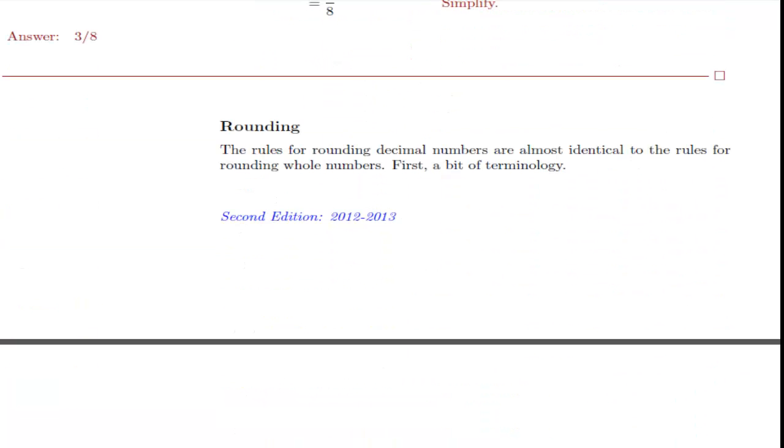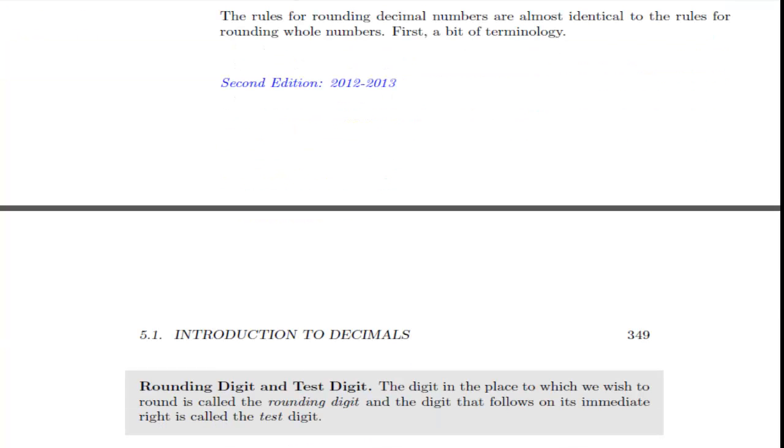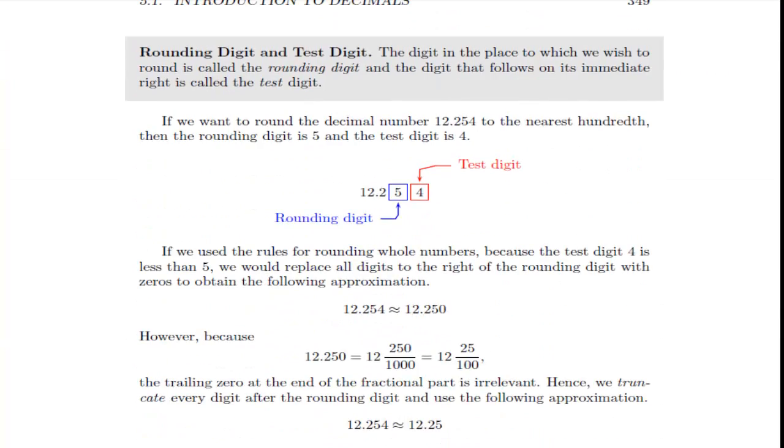Rounding. The rules for rounding decimal numbers are almost identical to the rules for rounding whole numbers. First, a bit of terminology. Rounding digit and test digit. The digit in the place to which we wish to round is called the rounding digit, and the digit that follows on its immediate right is called the test digit. If we want to round the decimal number to the nearest hundredth, then the rounding digit is 5 and the test digit is 4.